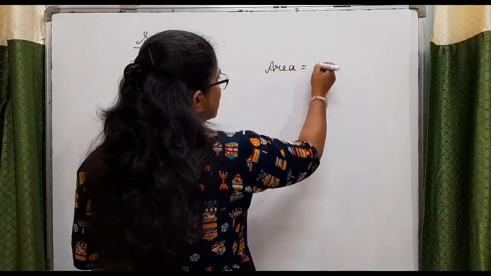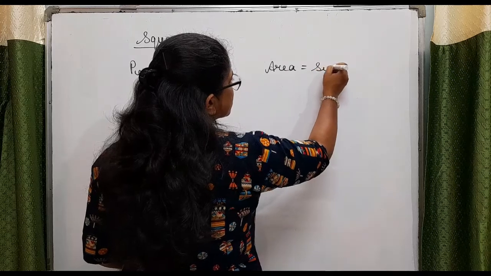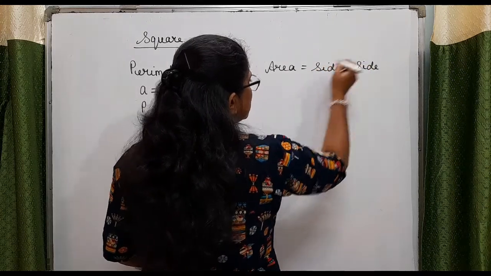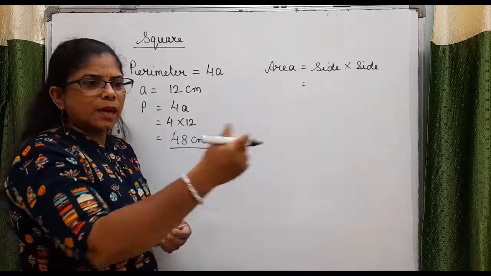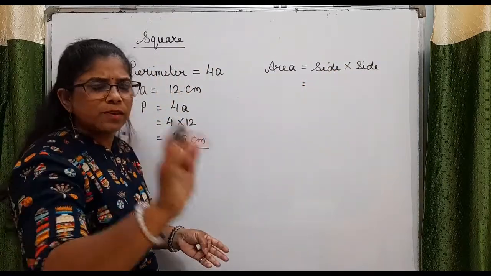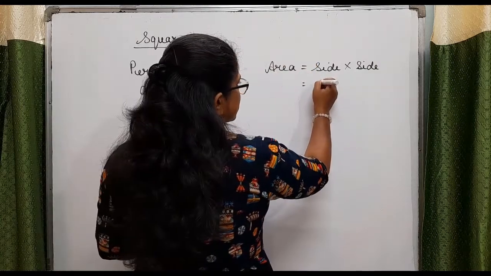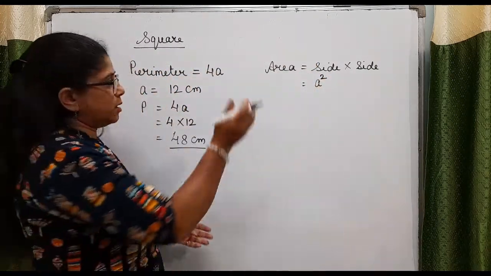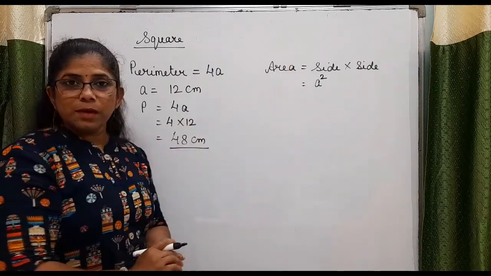Area is nothing but side into side. Now again here, whatever variable we consider, A, L, X, S, whatever it is, side into side. As we have considered A, A into A is A square. Area of the square is A square.